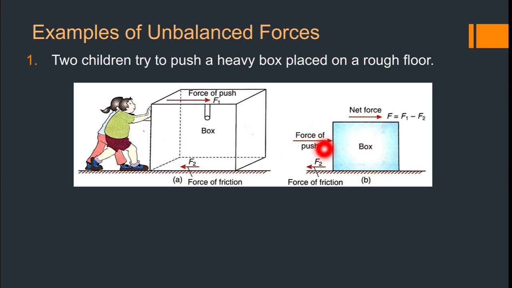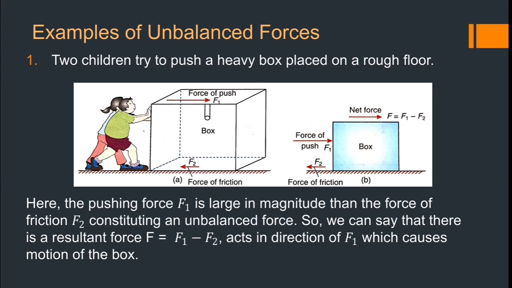So the net force can be calculated as larger force minus smaller force, that is F1 minus F2. Hence we can write there is a resultant force or net force F1 minus F2 which is acting in the direction of F1, which causes this block to change its state of rest and the block starts moving.